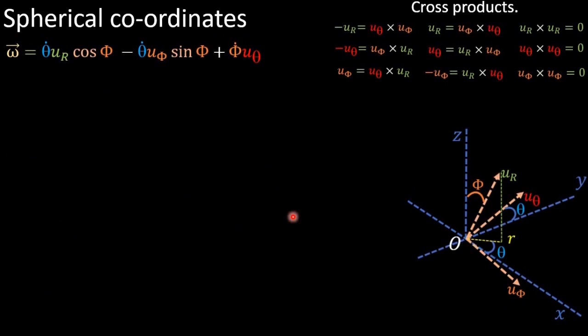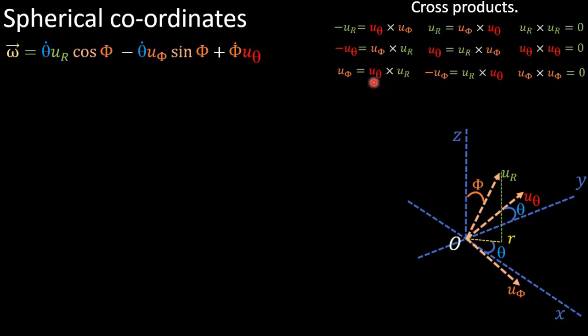So that was my expression for the total angular velocity. If I want to evaluate the cross products, the cross product between u sub theta and u sub phi gives me minus u sub r, the cross product between u sub phi and u sub r gives me minus u sub theta, and the cross product between u sub theta and u sub r gives me u sub theta. Okay, so the order changes the sign.